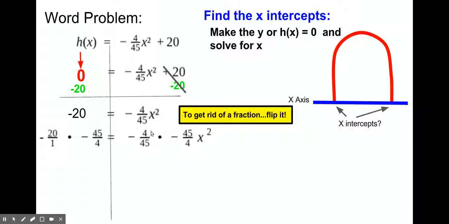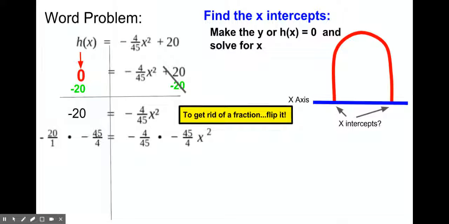So if it's positive, you keep it positive. If it's negative, you keep it negative. So that's what you do. You flip it. And whatever you do to one side, you have to do to the other side. So I'm going to write this again on the other side. So negative 45 over 4.